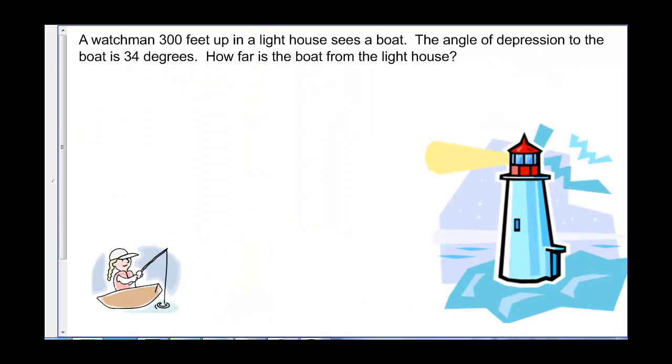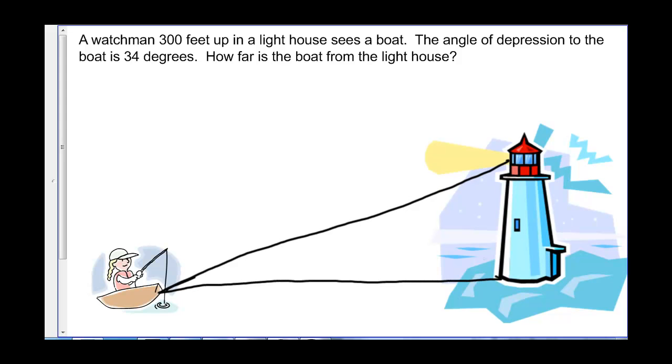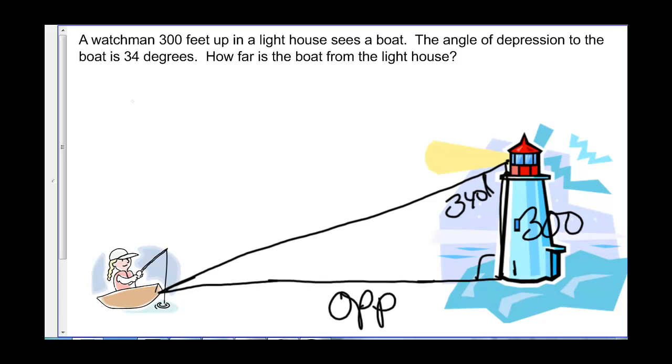A watchman 300 feet up in a lighthouse sees a boat. The angle of depression to the boat is 34 degrees. How far is the boat from the lighthouse? So an angle of depression is a line of sight down. So this is an angle of depression, and we're told that's 34 degrees. And the watchman is 300 feet up, and here's our right angle. So we know the adjacent side, but we want to know the opposite side, so that's tangent.